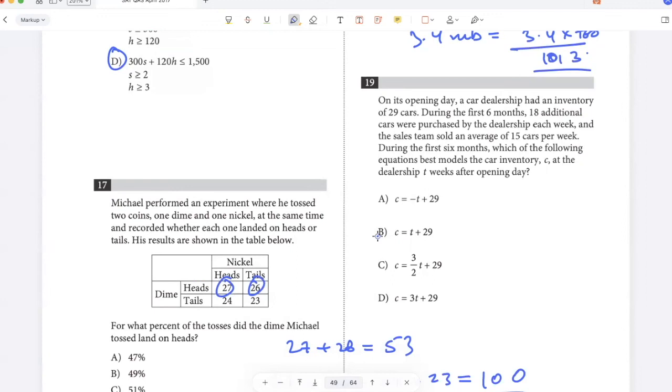after opening day? Okay. So initially there were 29 cars, and every week you would get 18 additional cars, of which 15 would be sold. So 3 cars effectively would be added to the inventory. So in T weeks, you would add 3T cars. So the number of cars would be 29 plus 3T. Option D.